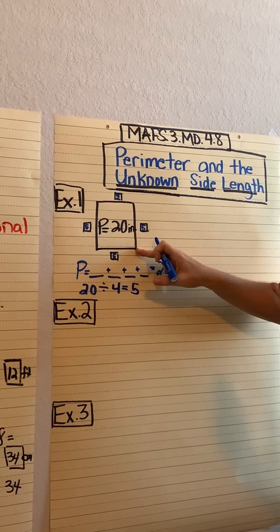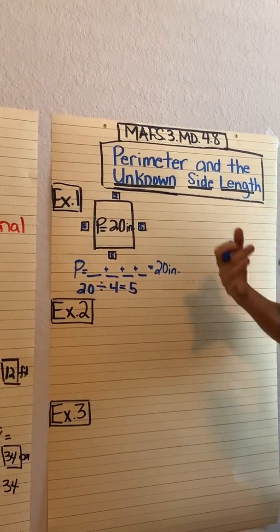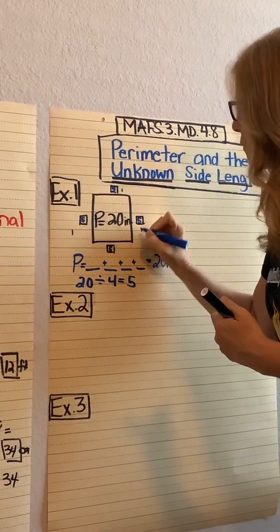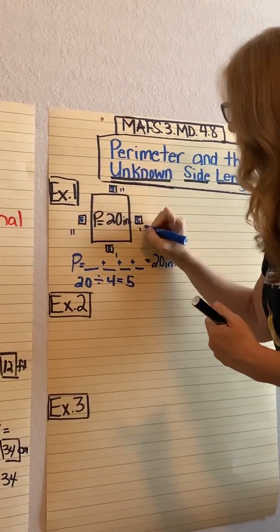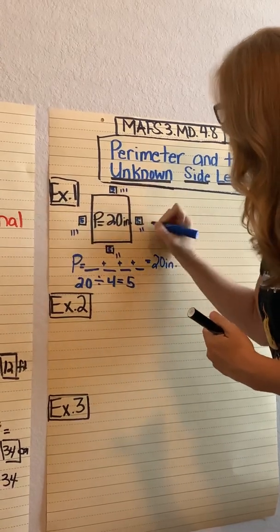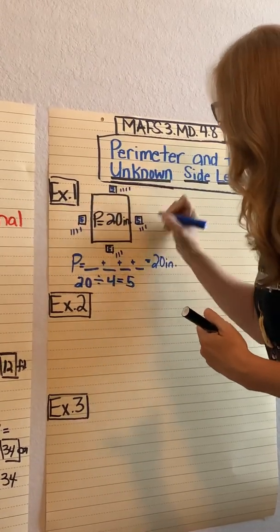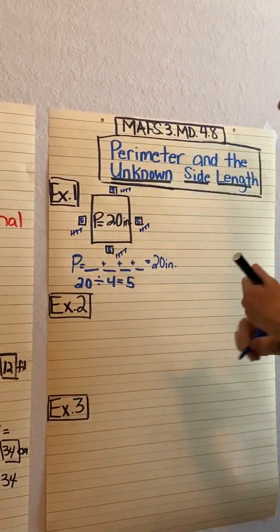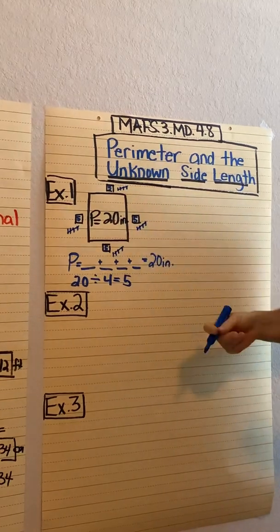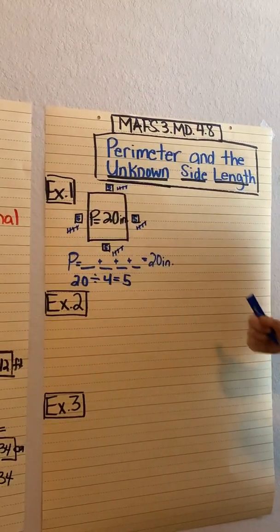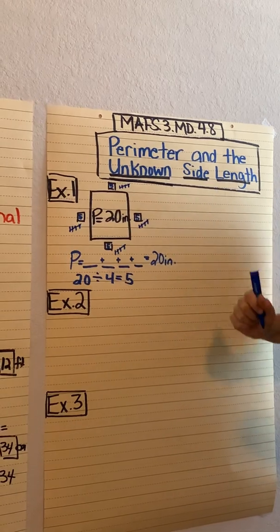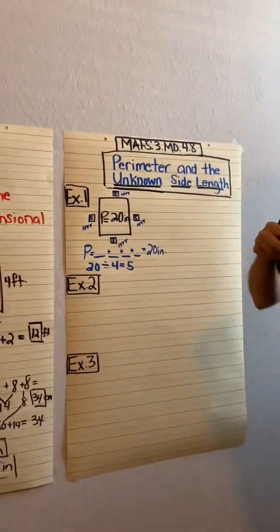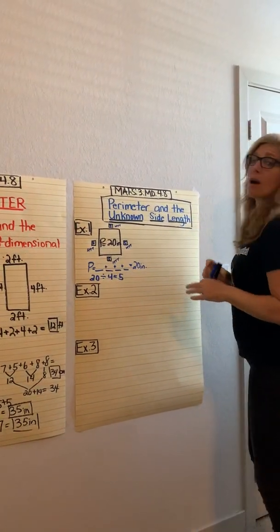So what we can do is just fair share, just like you did with your groupings. So we can count 1, 2, 3, 4, 5, 6, 7, 8, 9, 10, 11, 12, 13, 14, 15, 16, 17, 18, 19, 20. That's simple. We found when we fair shared our 20 inches around our boundary, we got 5 inches for each side. Easy peasy.